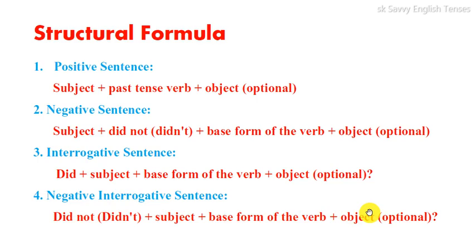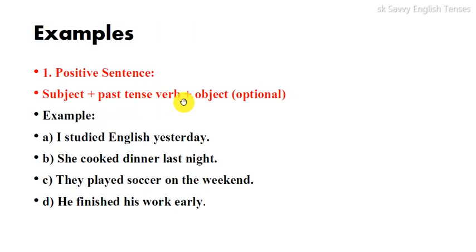Okay, so let's make sentences in the simple past tense according to the given formulas. Number first is the positive sentence, and you know the formula for the positive sentence in the simple past tense is subject plus past tense verb plus object. And we can make sentences according to this formula. For example, I studied English yesterday. She cooked dinner last night. They played soccer on the weekend. He finished his work early.